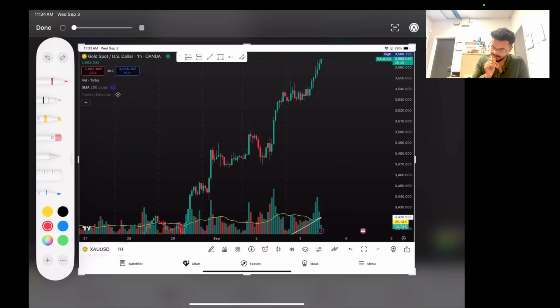So this is one of the basic understandings, and you need to have more confluence. You can't just rely on support and resistance. You need to have more confirmations, more confluences, which we'll cover in some other video. Right now we'll focus just on support and resistance.